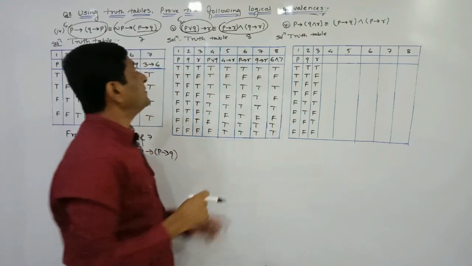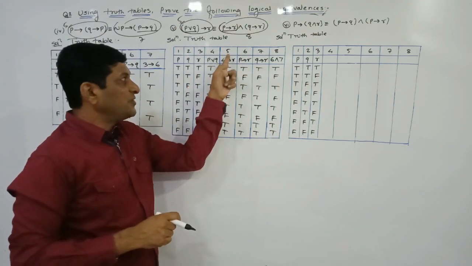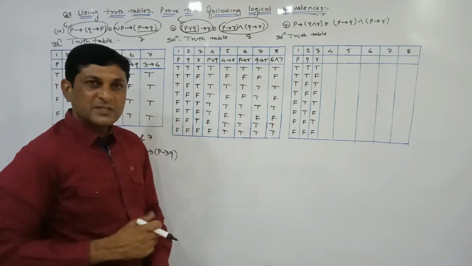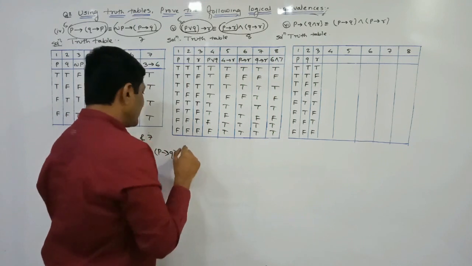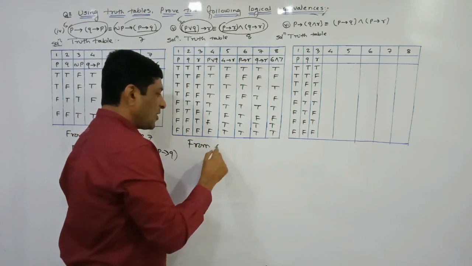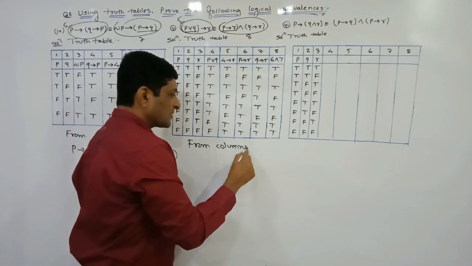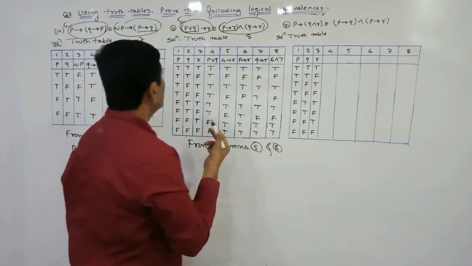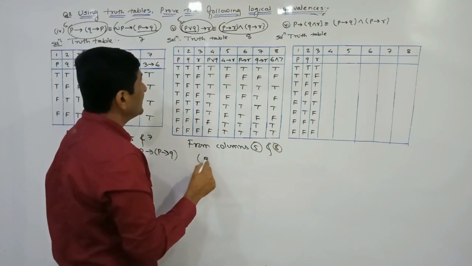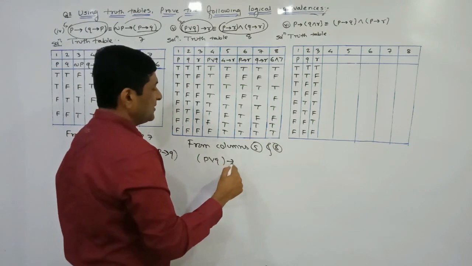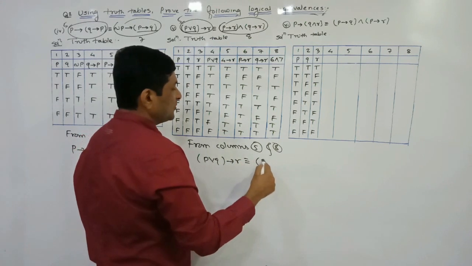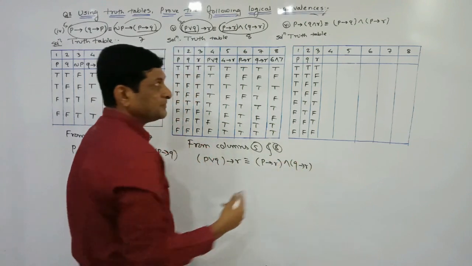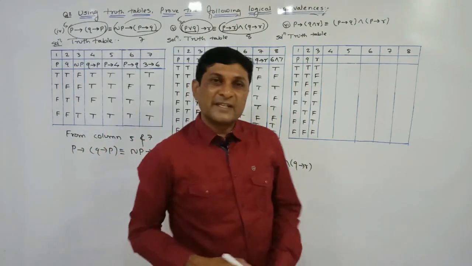Now observe columns number 5 and 8. Check whether the truth values are identical or not. Yes, we can observe that the truth values are identical. That's why, from columns 5 and 8, we can conclude that these two statements are equivalent. That is, P or Q implies R is equivalent to P implies R and Q implies R. Now let us try to solve example number 6.